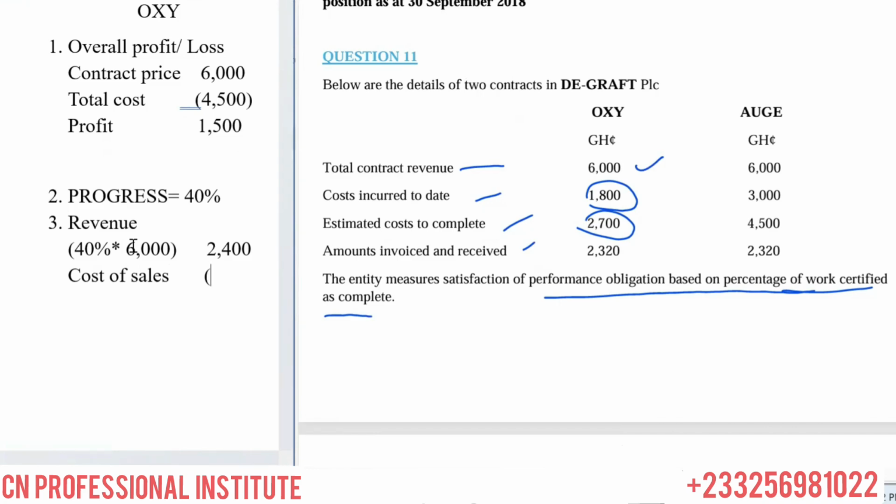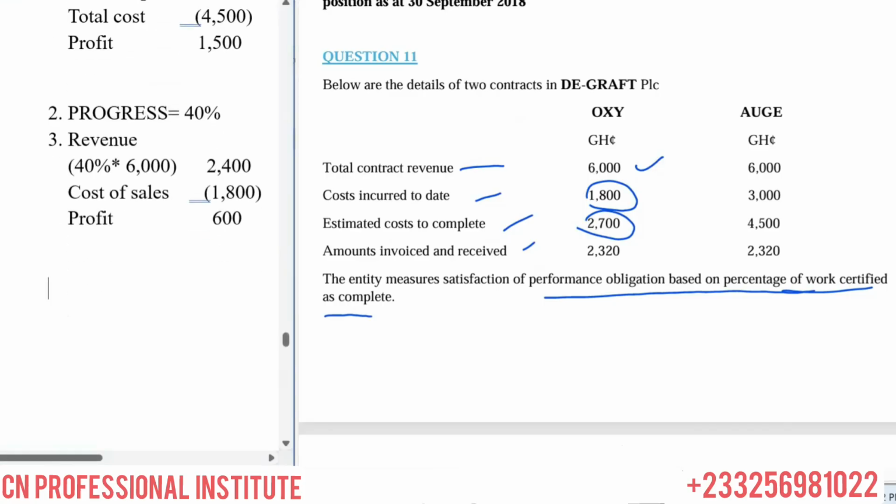1,800. So minus 1,000 what? 800. And then we are going to have a profit. Here too, there's a profit, right? So we have a profit of how much? A profit of 600, right? A profit of 600. So this is the profit that we will be recording. Then we go to the statement of financial position.